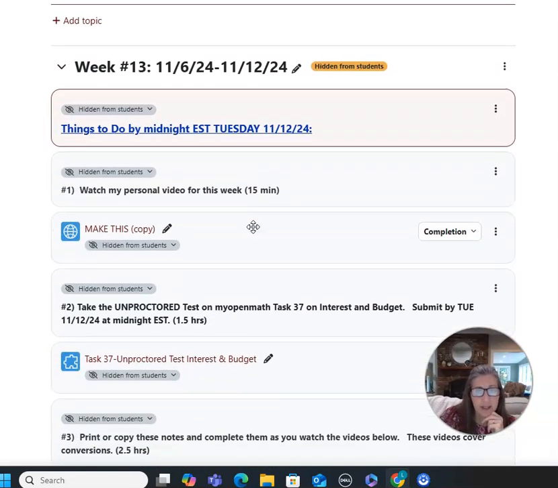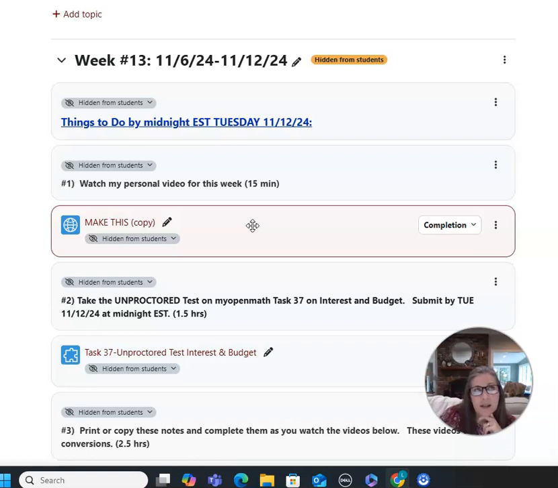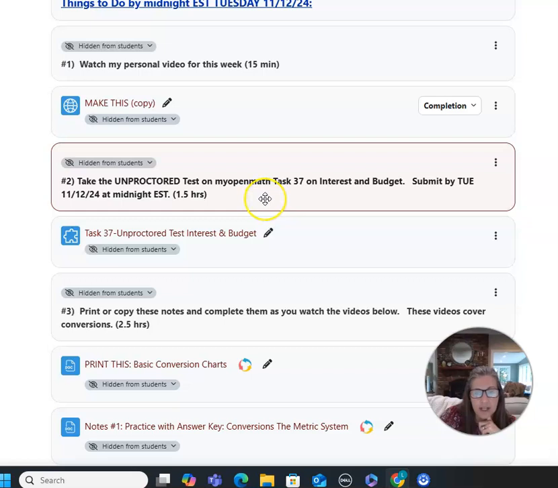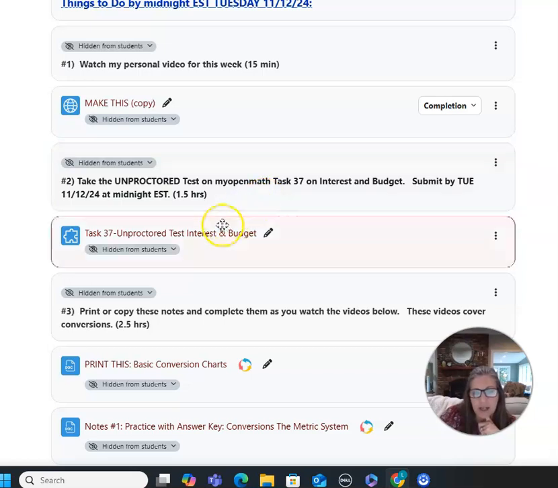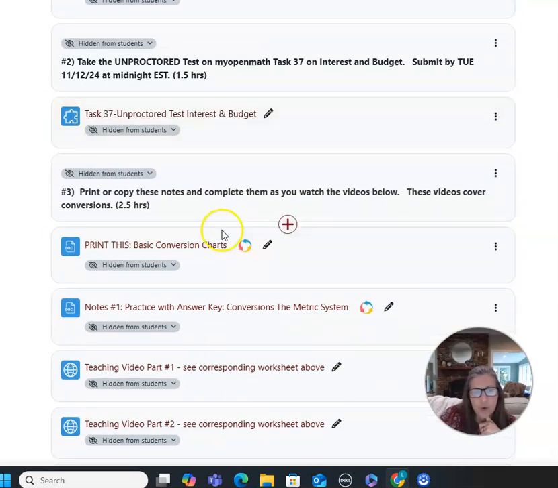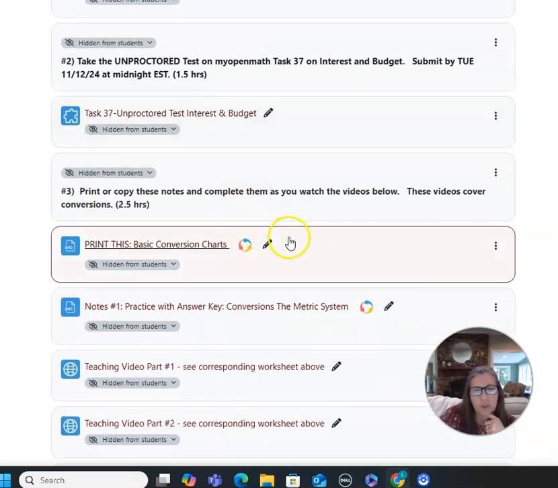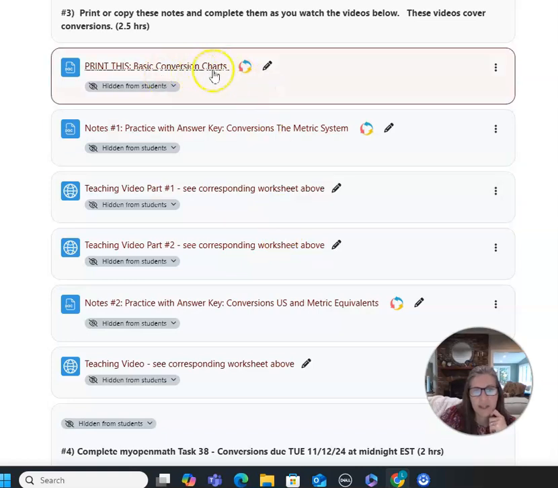All right, let's look at this week. It's going to start on Wednesday, November 6th. You're going to take an unproctored test on interest and budget, and it's due next Tuesday night. There it is. You're going to copy these notes. Now, I want to warn you of this. This chart right here, it says print this, basic conversion chart.